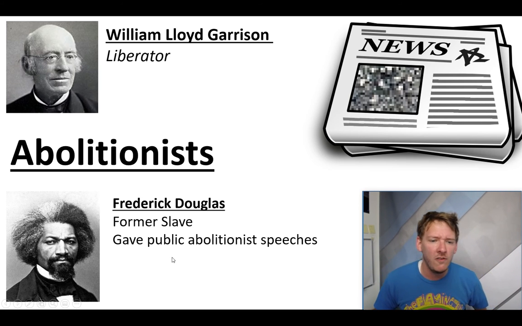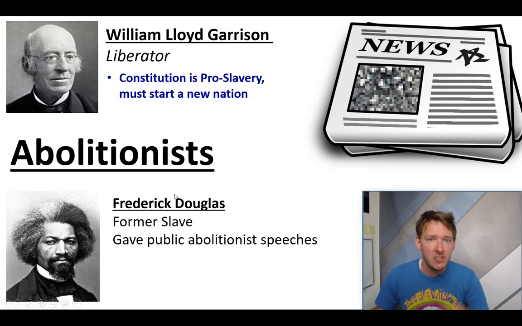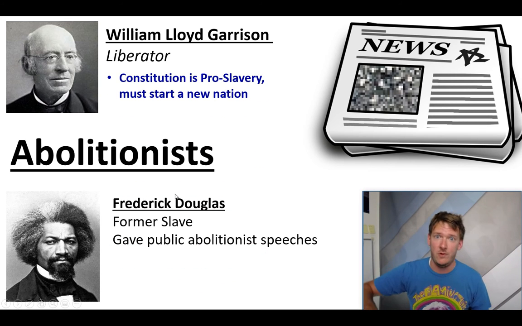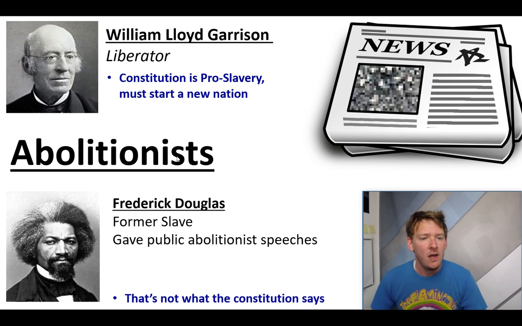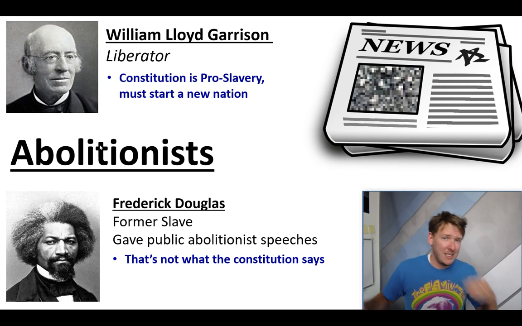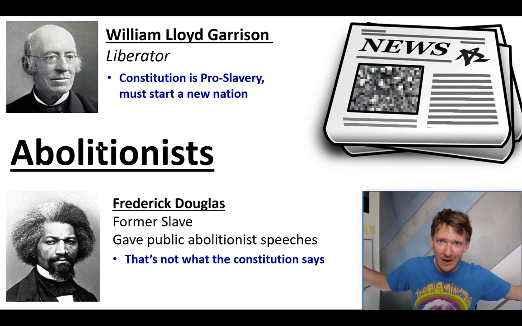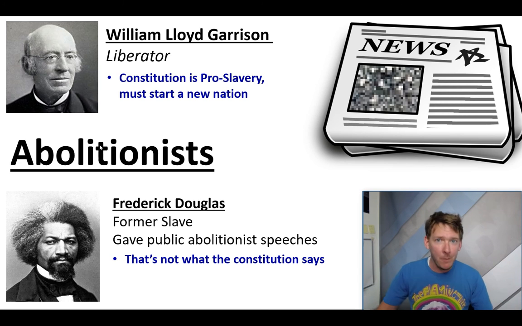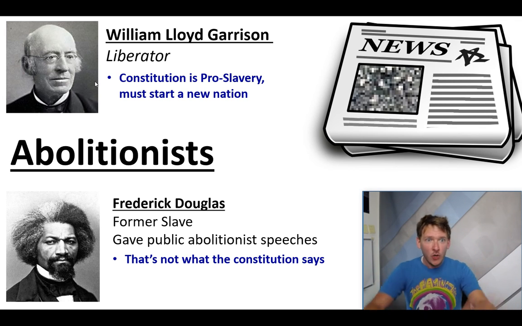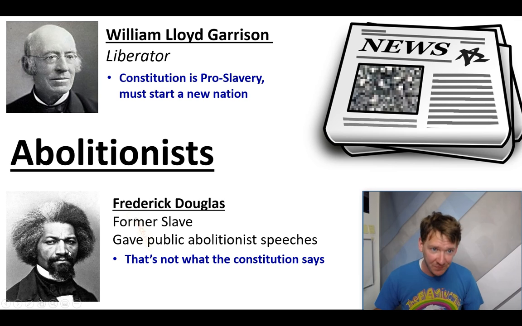Frederick Douglass would work for him, give speeches, and eventually Garrison will go radical and really push and say, look, the Constitution's pro-slavery. We got to start a new nation. There's no reason in bringing this together. Let's just start a new state. Frederick Douglass says, that's not what the Constitution says. If it was pro-slavery, then how am I right here? Look at me. I'm a free man. I'm working for you. I'm giving speeches. People love me. How could that be the case if it was pro-slavery? You're getting too radical. You're getting too crazy, Garrison.